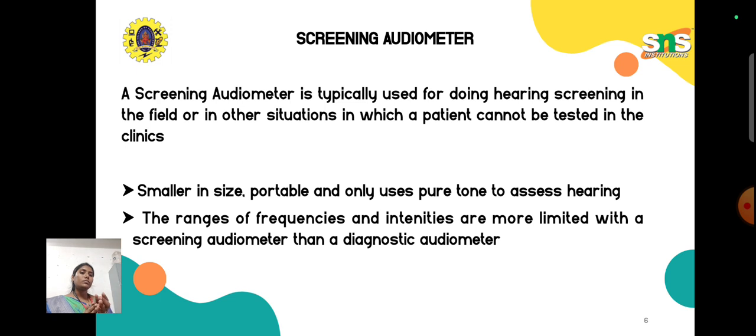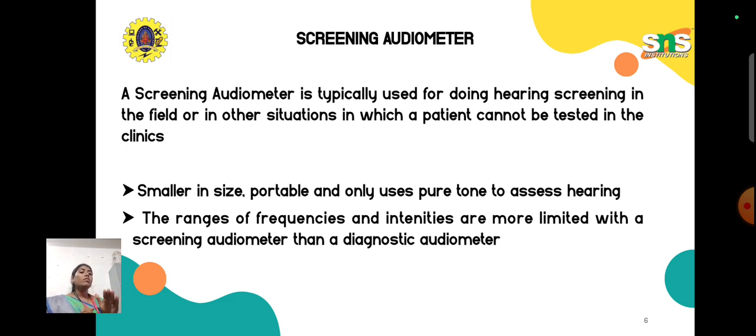You may have some errors, plus or minus, in this case. But we will come to know that there is some malfunction, so this is the time to go and meet the specialist. This is how the screening audiometer is used. It is very small in size and portable, and only uses pure tone to assess hearing. It will just play the tone at different frequencies in decibels.